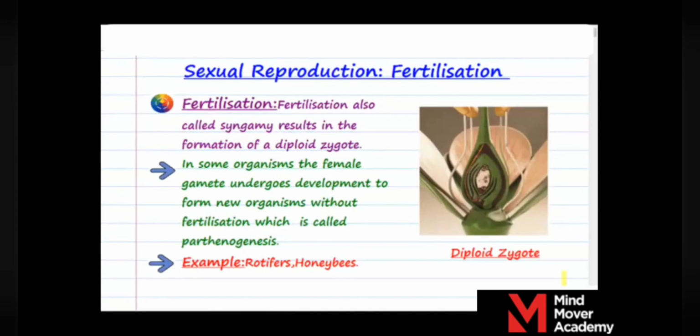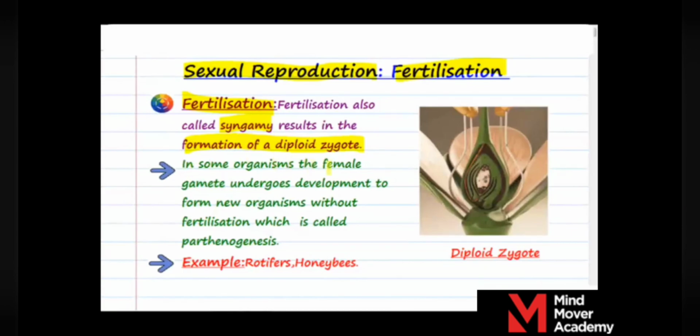We'll begin with the topic sexual reproduction, fertilization. In this topic, we'll study sexual reproduction taking place in the form of fertilization. Firstly, let's see what fertilization is. Fertilization, also called syngamy, results in the formation of a diploid zygote, which is an offspring that contains 2n number of chromosomes, that is, twice the number of chromosomes as present in a haploid organism.